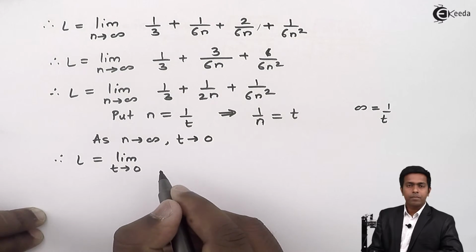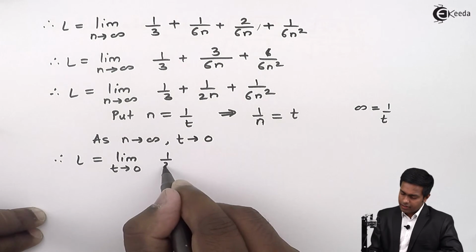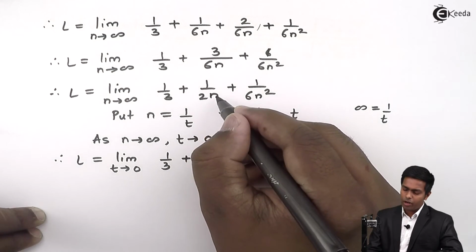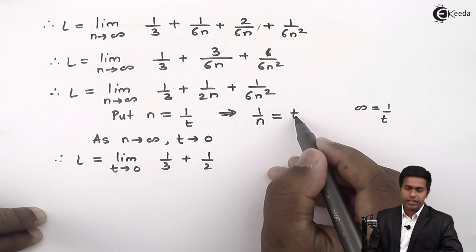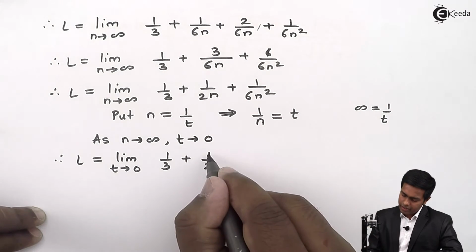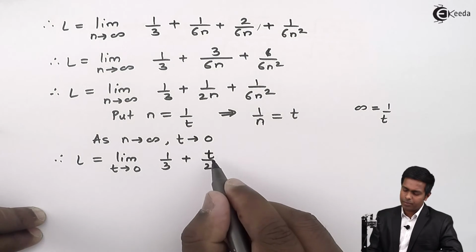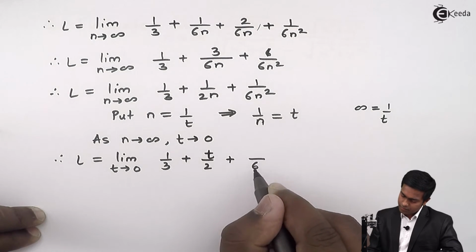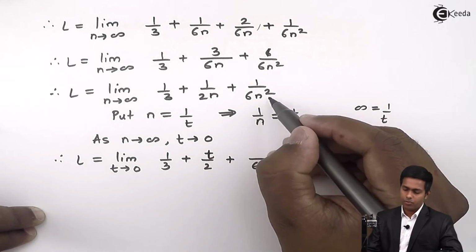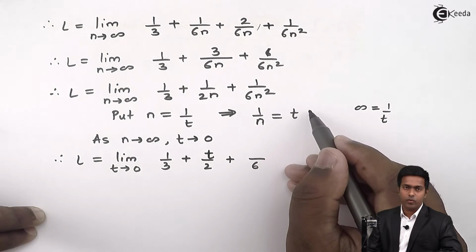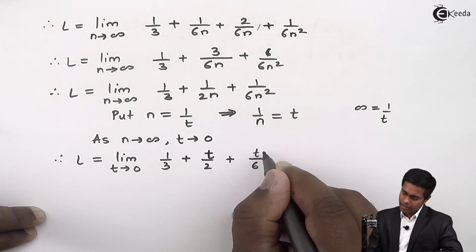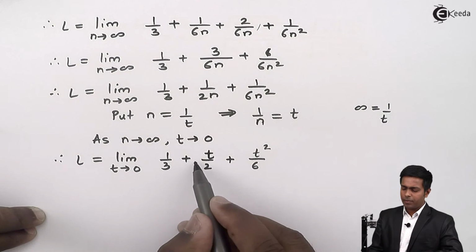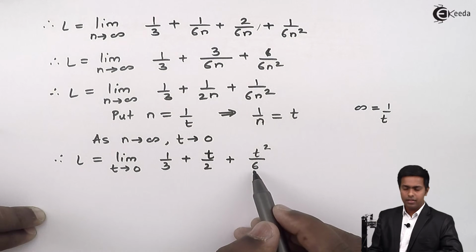Therefore this L will become limit, now n tends to infinity has become t tends to 0, of 1 by 3, which remains as it is, plus 1 by 2. Now here we have 1 upon n, and 1 upon n is t, so this term will become t by 2. Similarly here we have 1 upon 6, and 1 upon n square, which will become t square. So we got the term as 1 by 3 plus t by 2 plus t square by 6, and here t tends to 0.